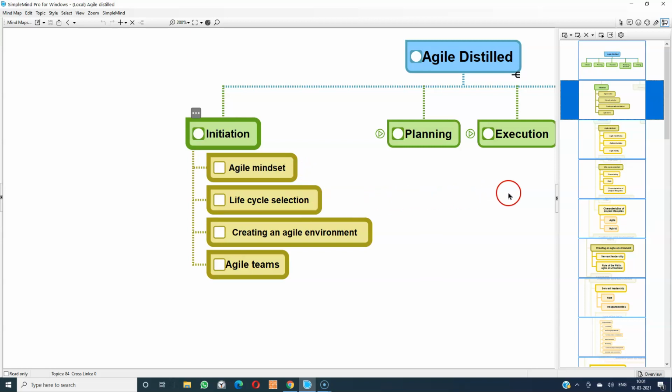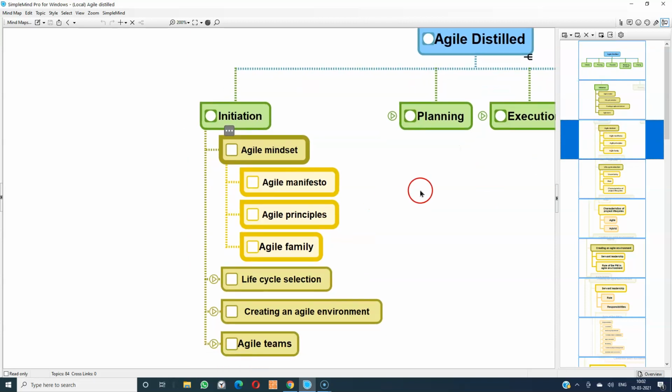Now under Agile mindset, the easiest way to get a unified Agile mindset is to educate people on the Agile manifesto, Agile principles, and the Agile family, an introduction to what is really Agile, what is the meaning of Agile, is it a methodology or is it a collection of frameworks. So a common understanding of these things will help to create an Agile mindset at the organization level.